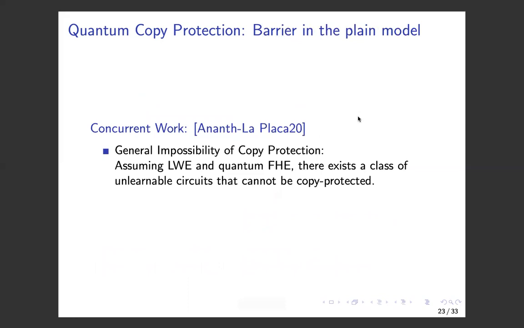However, a concurrent work by Aaronson and Liu in 2020 shows that it is generally impossible to do copy protection, assuming LWE and quantum FHE with certain properties. That is, assuming LWE and quantum fully homomorphic encryption with some properties, there is some class of unlearnable circuits that can never be copy protected.